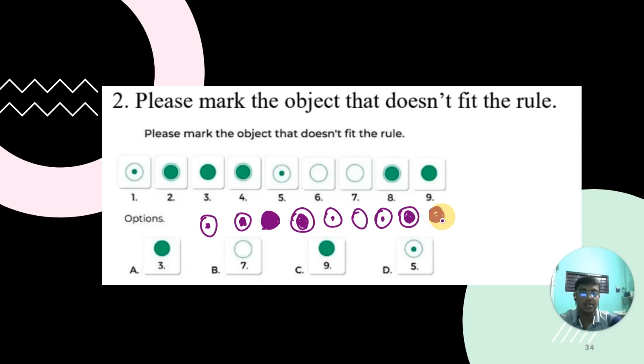This should have been the series. But as you can see, in place of this term, the seventh term is having nothing inside this outer circle, and hence the seventh term is the wrong term, and hence our option B is the correct option.